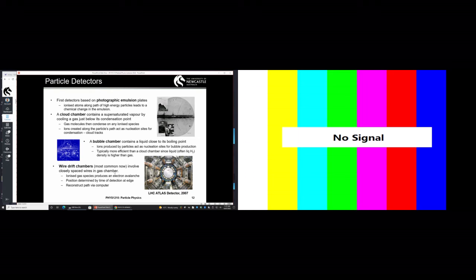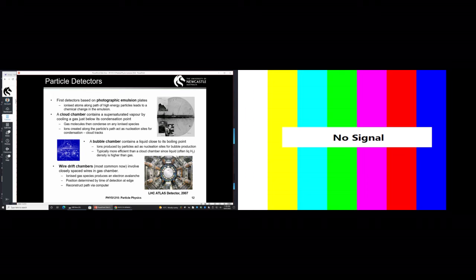But the more modern detectors actually contain a whole bunch of wires, where a charged or ionized particle will pass through and create currents along all those little wires, and by looking at where the currents were formed, you can reconstruct where the particles went.